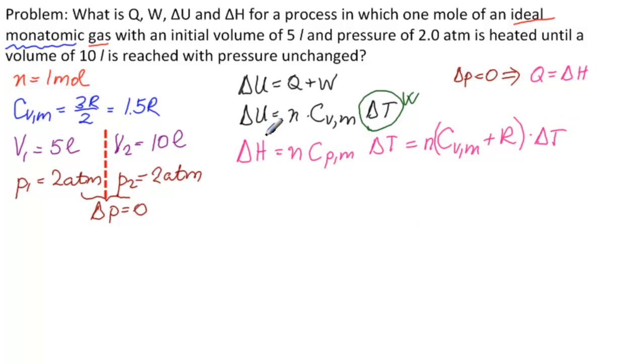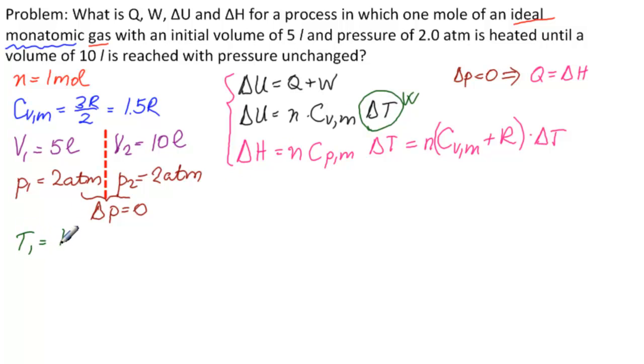So we can find delta U with this formula. We can find delta H with this formula. Q is equal to delta H, and then W is equal to delta U minus Q. So we have everything we need. We start by finding T1 and T2, so we can calculate delta T.